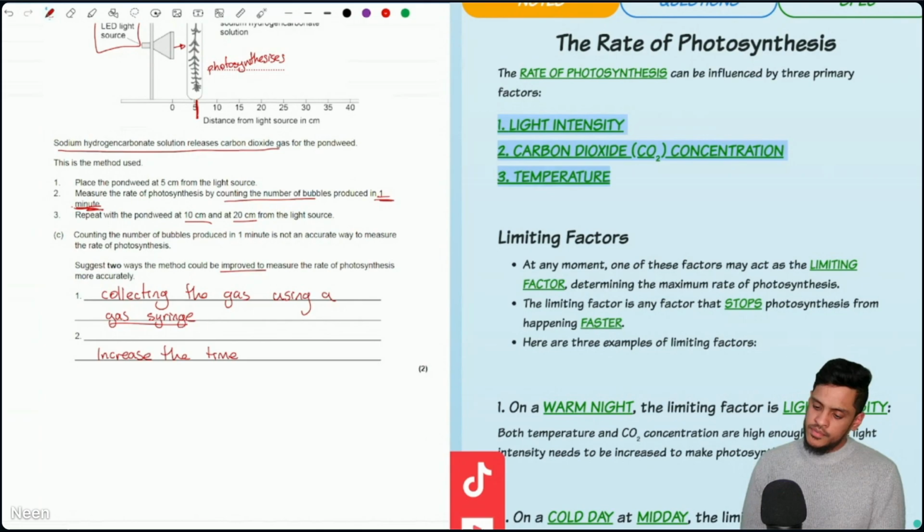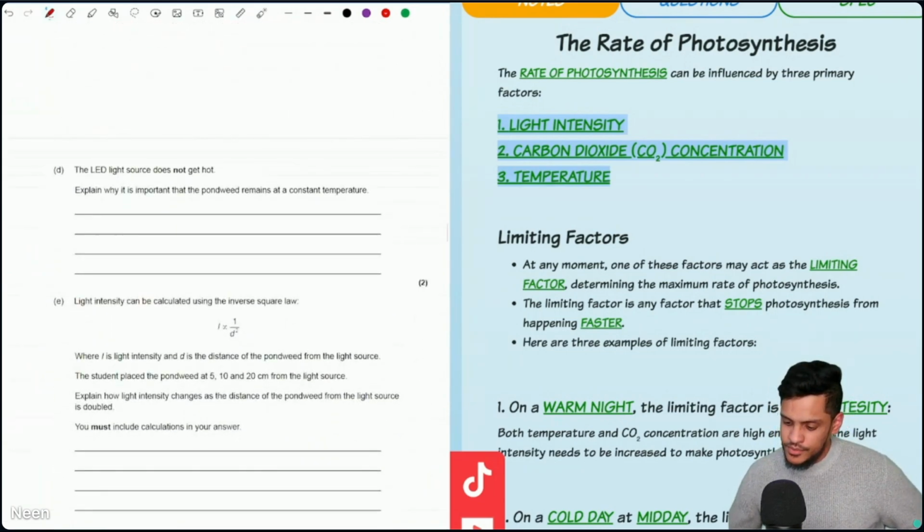Weighing the solution. No, that's not going to be very accurate because gas bubbles are very small. So when you weigh it, if you lose 1 extra bubble, it's not going to change the mass that much. So that's not an accurate way of measuring it. But good idea. All right, on to the next one.